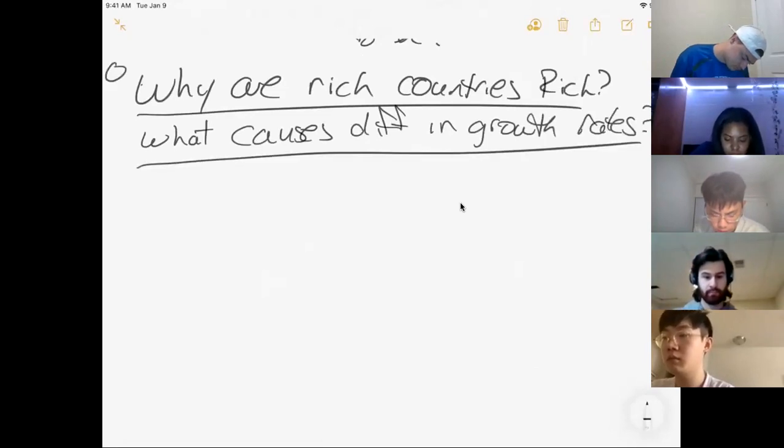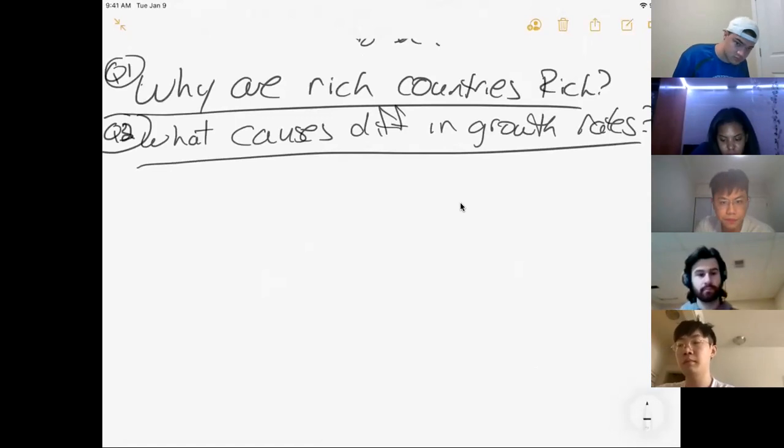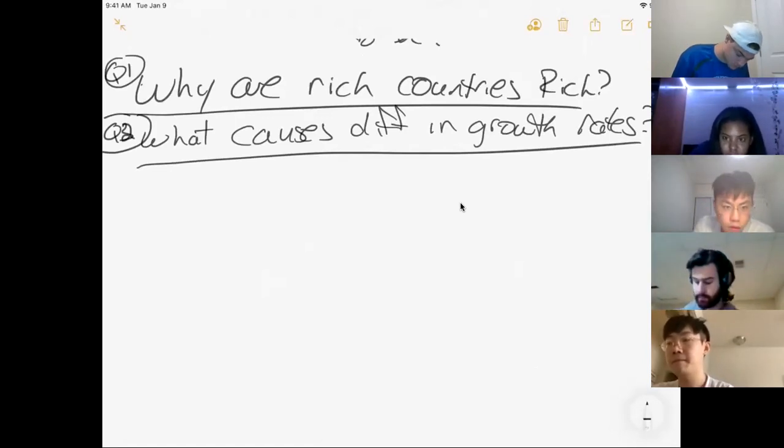Okay, we know we have our 3 big questions, right? Let's talk about these first 2 questions in relation to this simple Solow model. Why are rich countries rich, and what causes differences in growth rates?